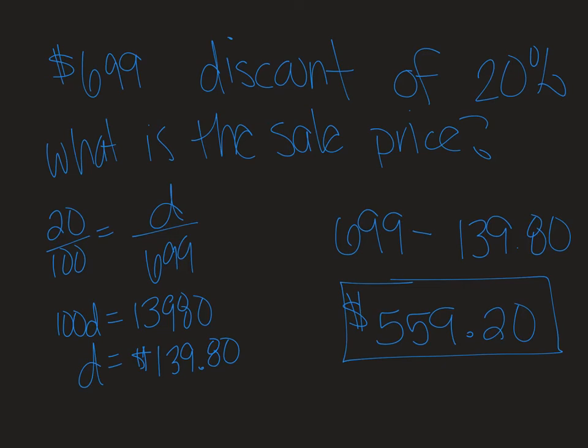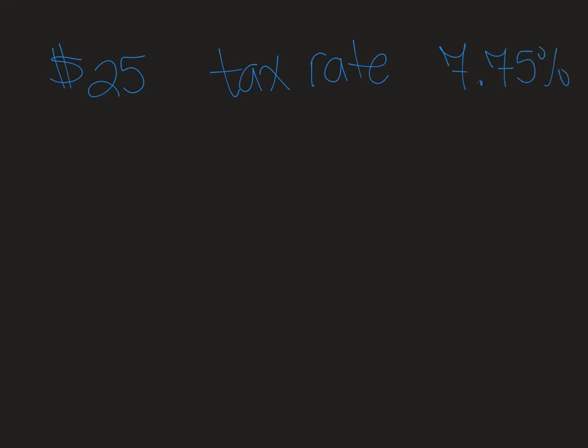So now we could look at, okay, well, if this is the sell price and I'm purchasing this, I'm also going to have to pay sales tax. So how do we do a sales tax problem? So to look at sales tax, let's go with a shirt is purchased that cost $25, and the tax rate is 7.75%.